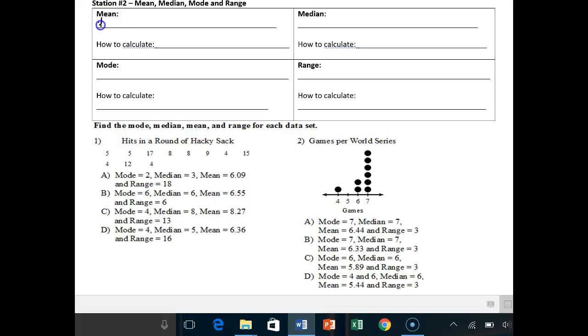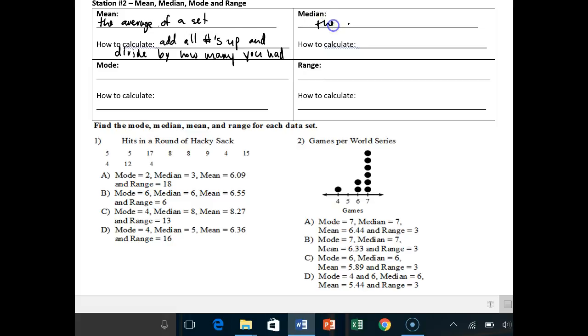So the mean is the average of a set. So how do you do it? You add all the numbers up and divide by how many you had, right? That's how I calculate grades, right? I add up all your points and then divide by how many assignments you have.